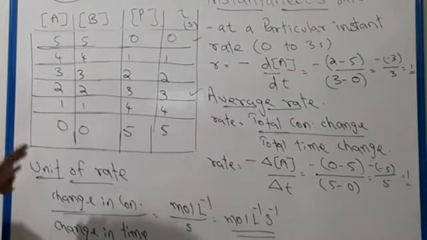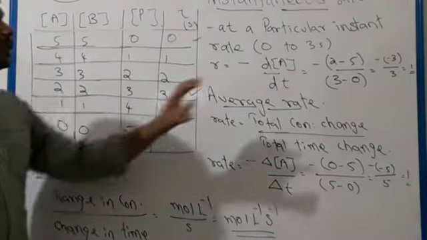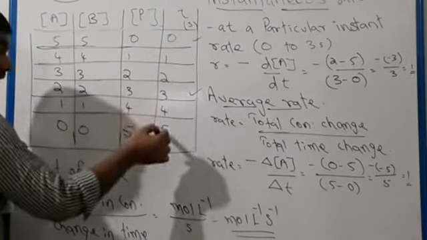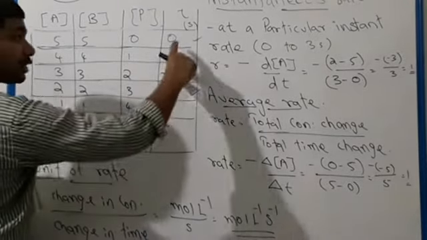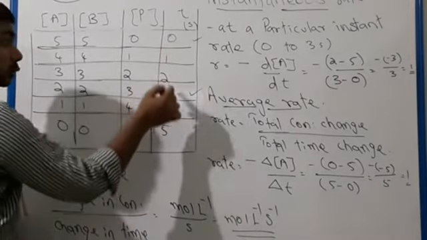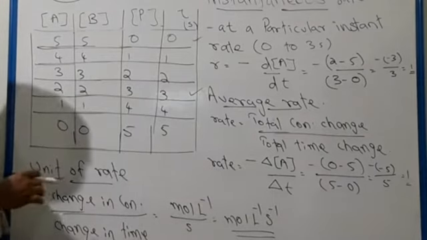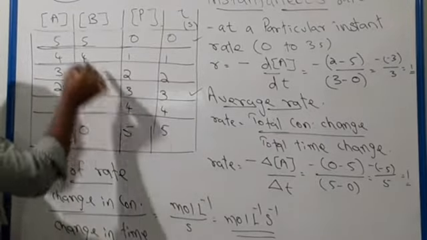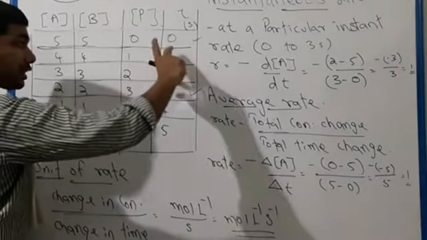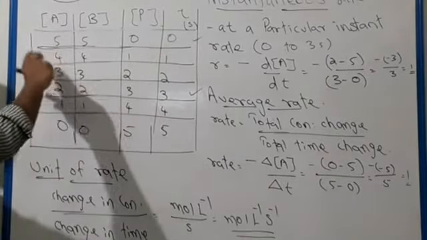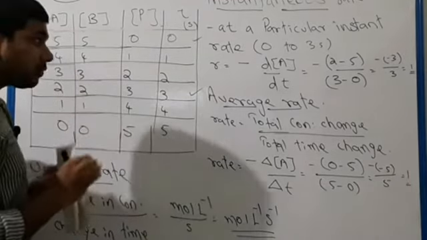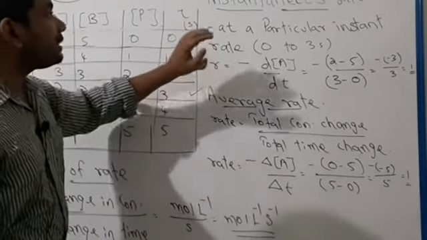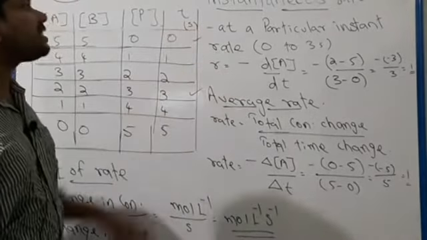Instantaneous rate means the rate of reaction at a particular instant. Here the reaction takes place from 0 to 5 seconds. When you take a particular instant, the rate of reaction between 0 to 3 seconds, it is instantaneous rate. You consider the rate of reaction 0 to 4 seconds. Not the complete time, not the complete concentration change. You take some particular time interval, some particular concentration change. That rate of reaction is called instantaneous rate of reaction. Clear? So the rate of reaction at a particular instant is called instantaneous rate of reaction.